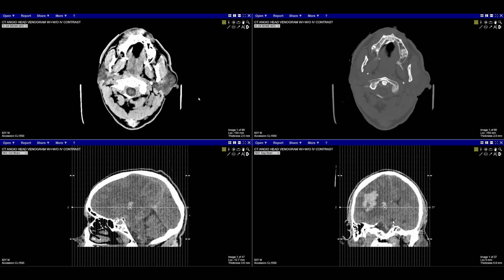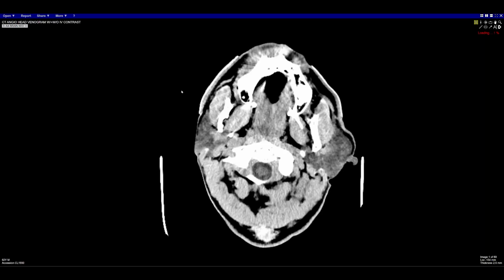So for this case, we have a head CT. You see the regular brain window here, the top left window. We're going to double click that just to make it bigger there. We're taking a look at the whole brain window on its own.